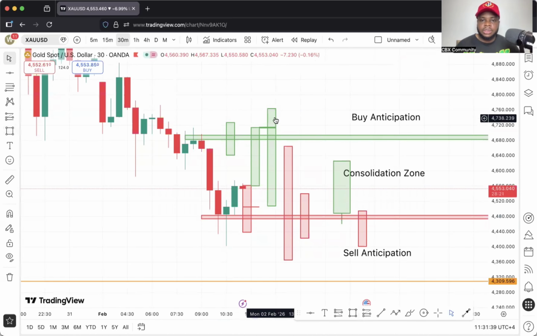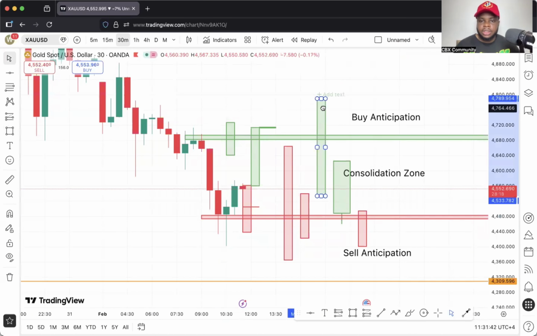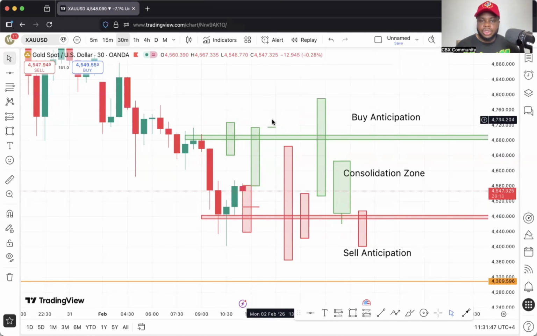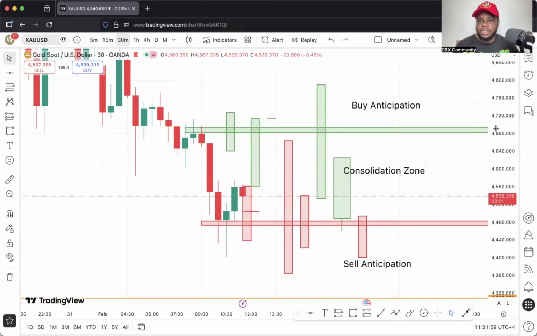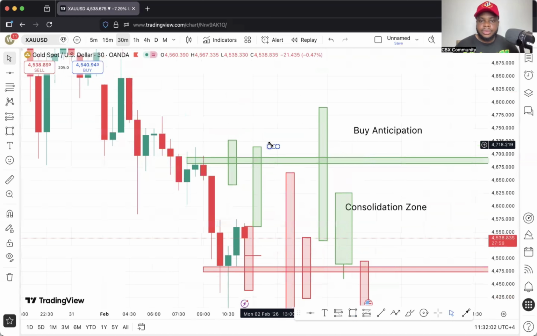Let me adjust this. Then that means we can expect the next one to create a lower wick like this, for the body of the candle to, let me zoom the chart a little bit. So that means we are anticipating a wick to form like this, then for the body of this candle to break the high of this candle, then for the candle to continue to go up.